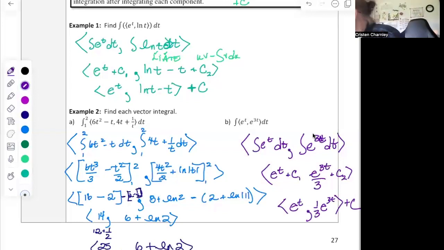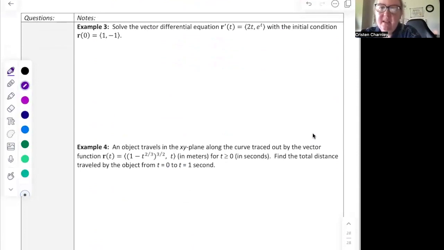Okay, there we go. That's letter B. Example 3: solve the vector differential equation with the initial condition r of 0 equals ⟨1, -1⟩. If you recall, when we have initial conditions, those allow us to solve for c. I have the differential equation, which means I'm given the derivative. So if I want to go to the original function, which is not the derivative, we're going to integrate it.